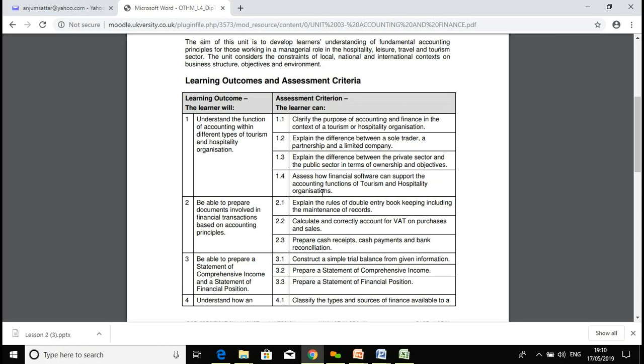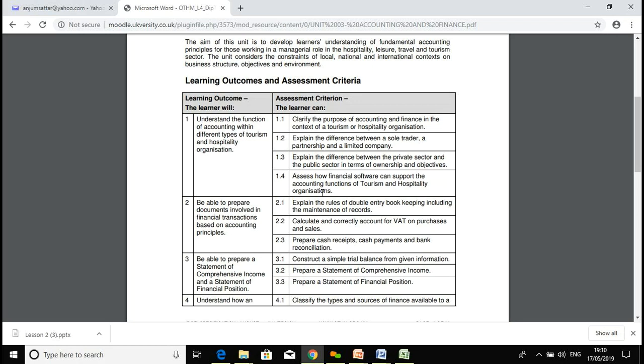Then we discussed preparing the cash receipts and cash payments, and bank reconciliation, where we discussed that the bank book and the cash book balances need to be balanced against each other. We discussed the cash receipts and the payments.